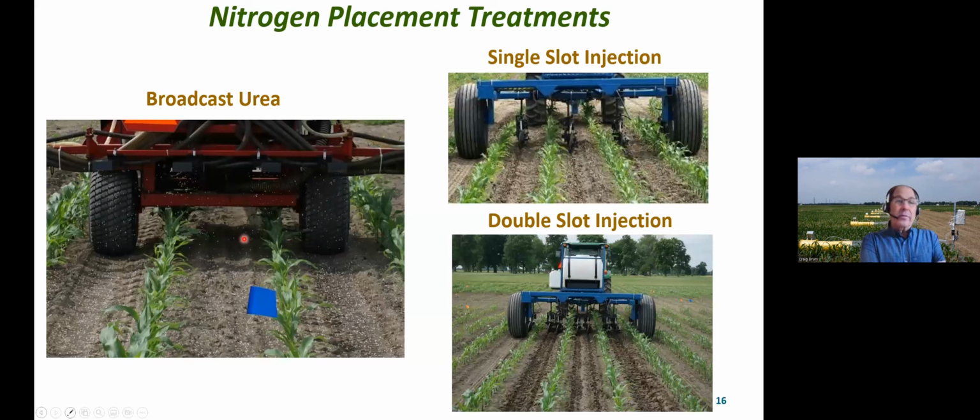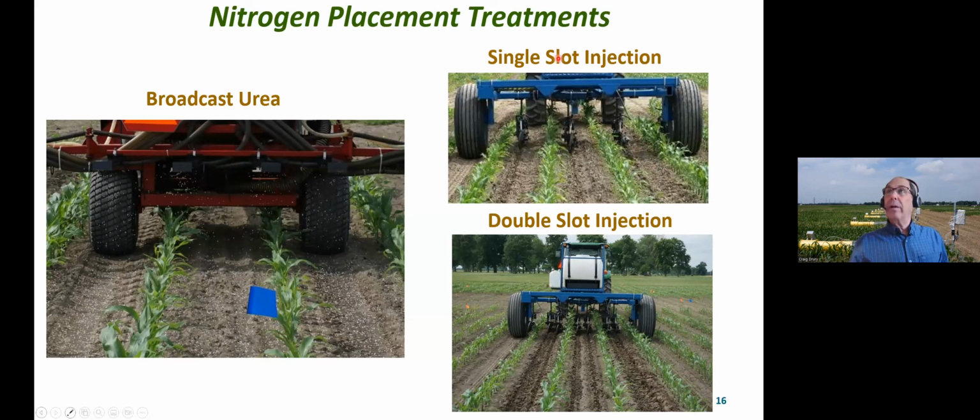So this is a study that I was involved in with Matt and many of the other colleagues down in the US. Here we're comparing broadcast urea with a single slot injection, which is what most farmers are using who are applying, injecting the nitrogen in the soil. Again, these are all side dress applications when the crop is at the 5 to 6 leaf stage.